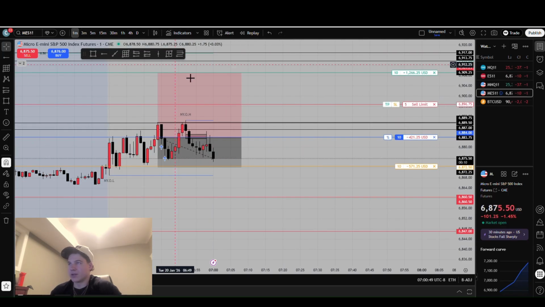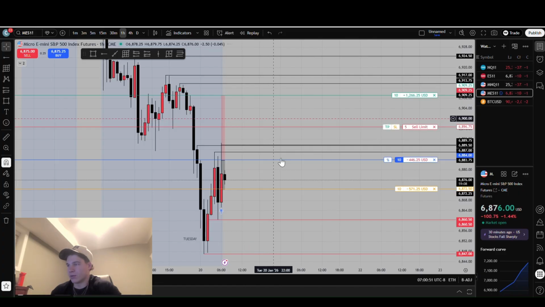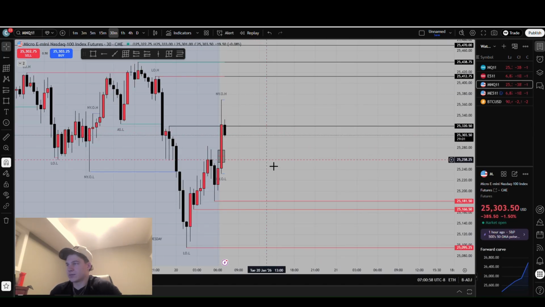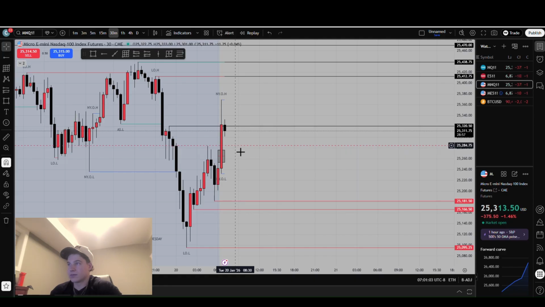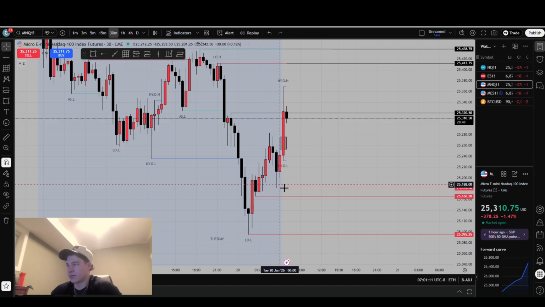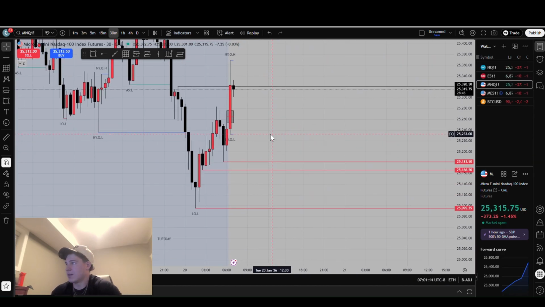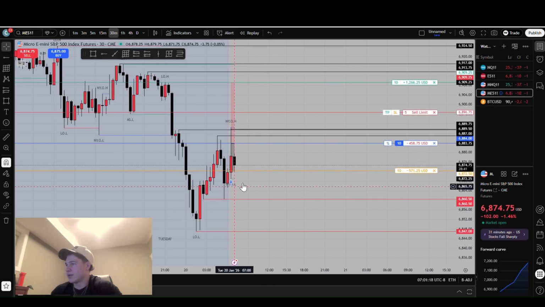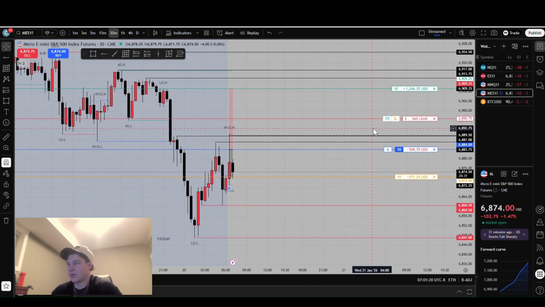Just because we have so many draws on liquidity to the upside. The only thing holding me back was these equal lows on ES, which are not present on NQ, right? We kind of have almost a bullish SMT with that. Like this came lower than.